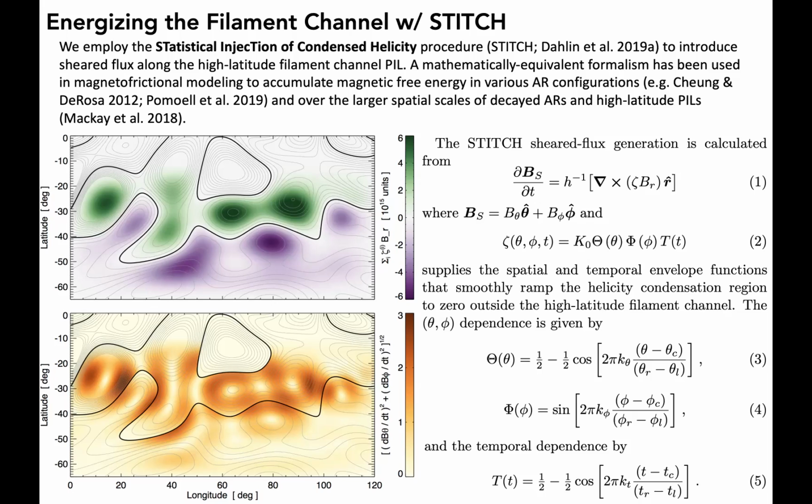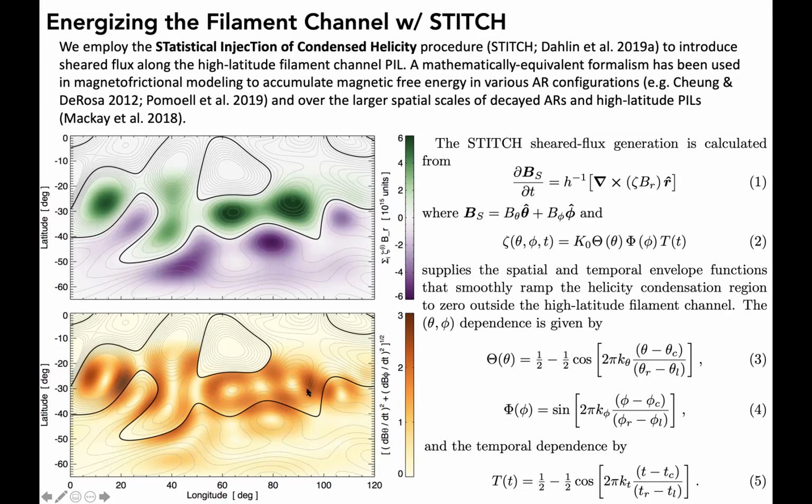And so, Rick DeVore and Spiro Antiokos and company have developed this thing that they called Stitch, which is basically a statistical version of Spiro's kind of funny helicity condensation model. And so what that means is we basically put in horizontal flux that follows the contours of BR.